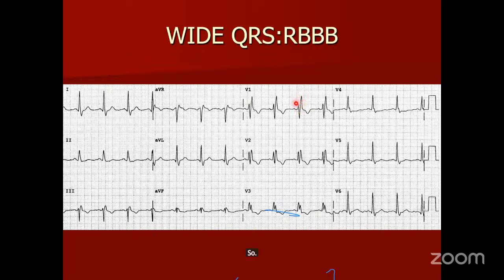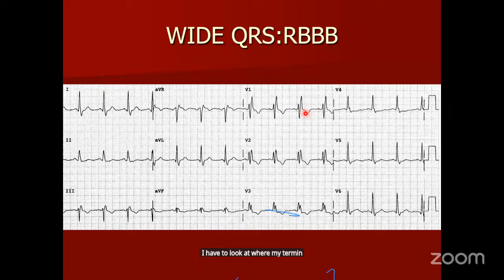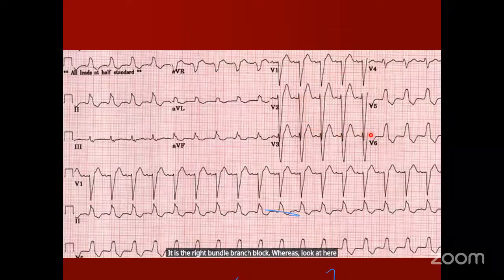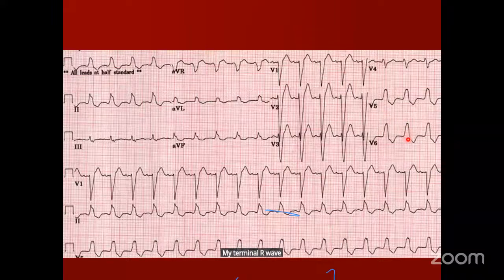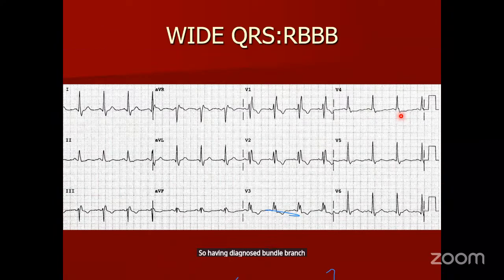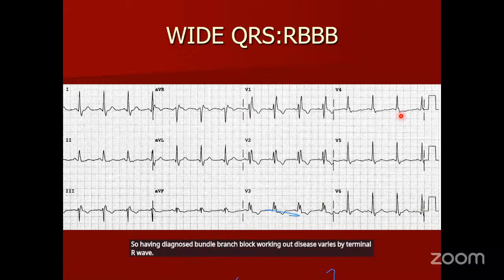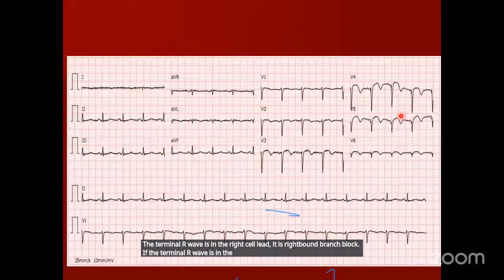So whenever I have a wide QRS complex, I have to look at where my terminal R wave is. Here I have a terminal R wave in V1. If my terminal R wave is on the right side lead like V1, it is right bundle branch block. Whereas look at here, I have a wide QRS complex. My terminal R wave is not on the right side. My terminal R wave is on the left side. So this is left bundle branch block. So having diagnosed bundle branch block, what you have to see is where is my terminal R wave. If the terminal R wave is in the right side lead, it is right bundle branch block. If the terminal R wave is in the left side lead, it is left bundle branch block.